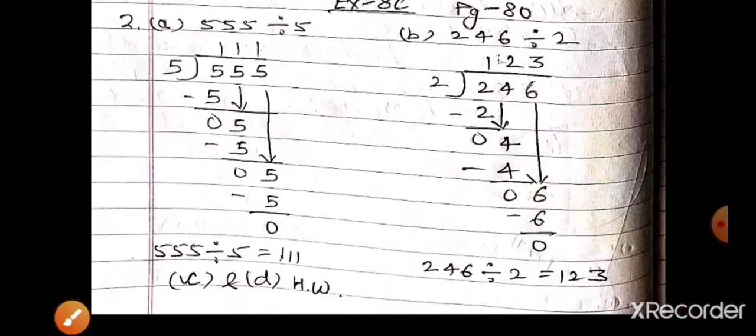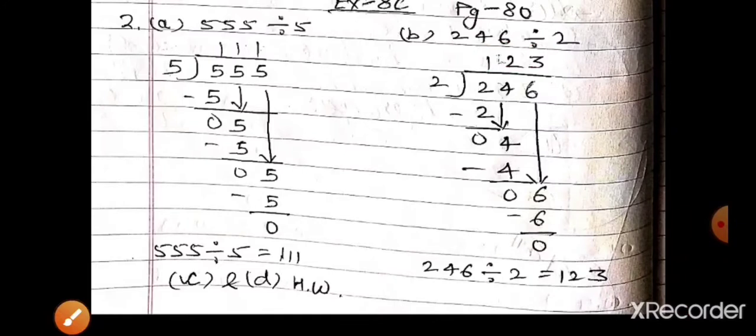Now write this 4 down. Then 2 2 ja 4. Okay, subtract again 0. Then 6. 2 3 ja 6. Okay, subtract, remainder is 0 here. Okay, so answer is 123. 246 divided by 2 equal to 123. Okay, now C and D part you have to do in your homework.